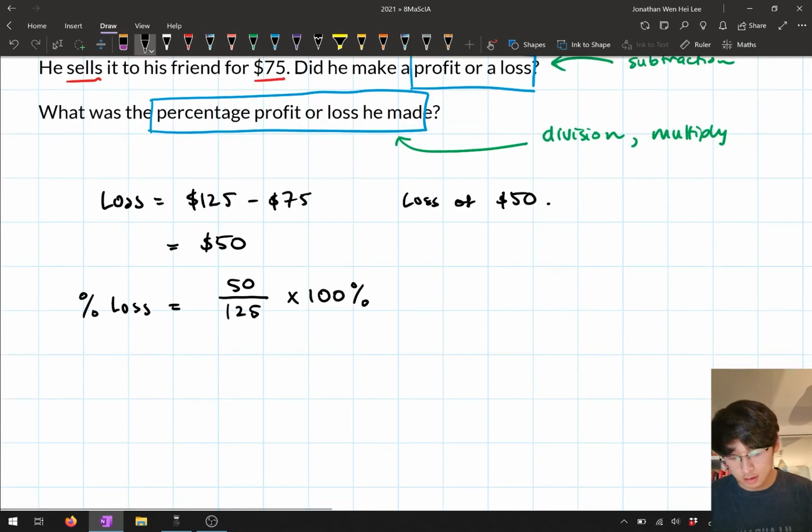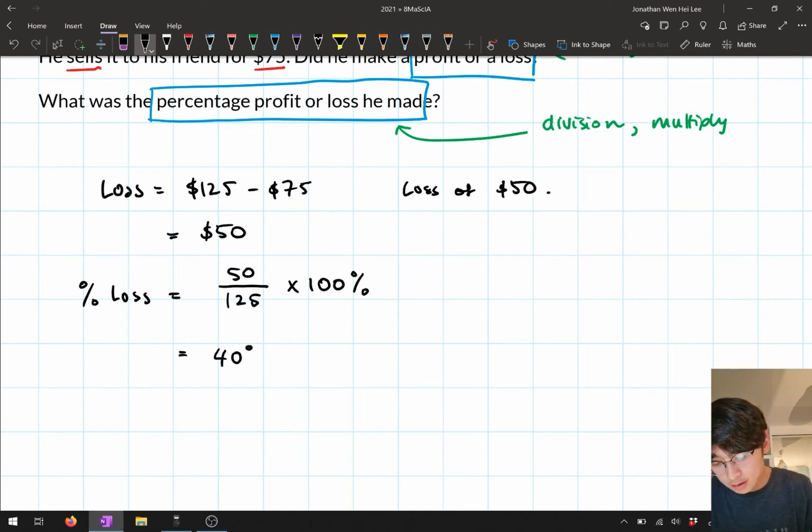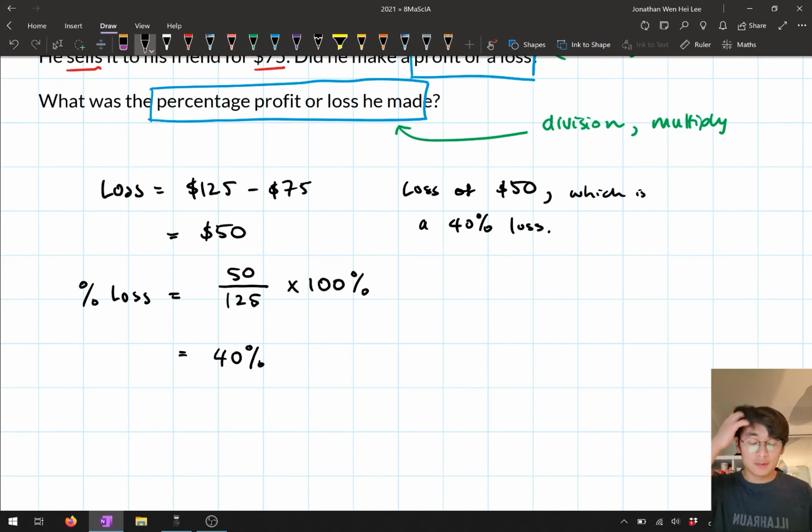Okay, let's chuck this in the calculator. So here it's 50 over 125 times it by 100. So we get 40%. So here, loss of $50, which is 40% loss. So there we go. That's how we can answer these questions.